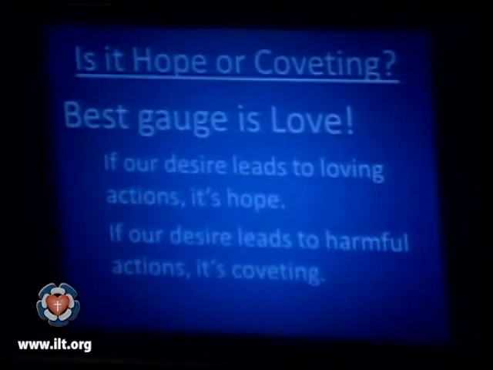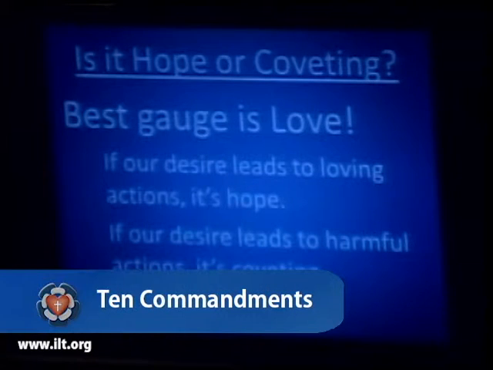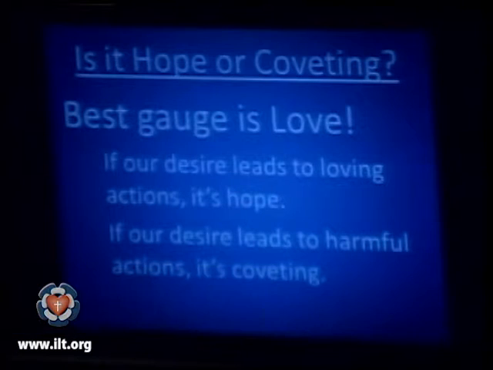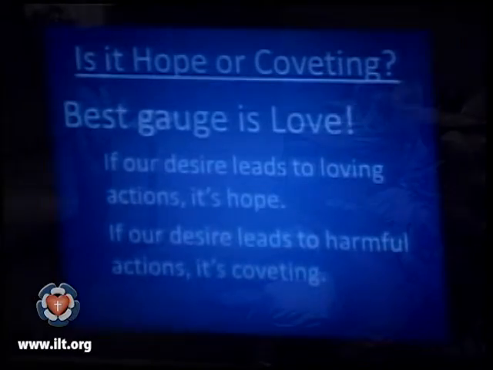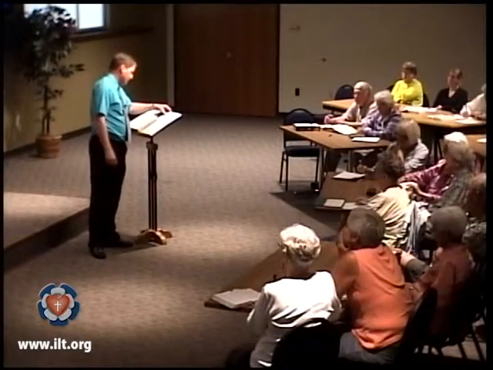And here again is where that second use of the law steps in, that exposes our sin and accuses us, comes in and says, what's happened to your hope? Where is it now? What have you fixed it on? And is that right and good for you and for the others around you? But the criterion for deciding that is love toward ourselves and towards others.